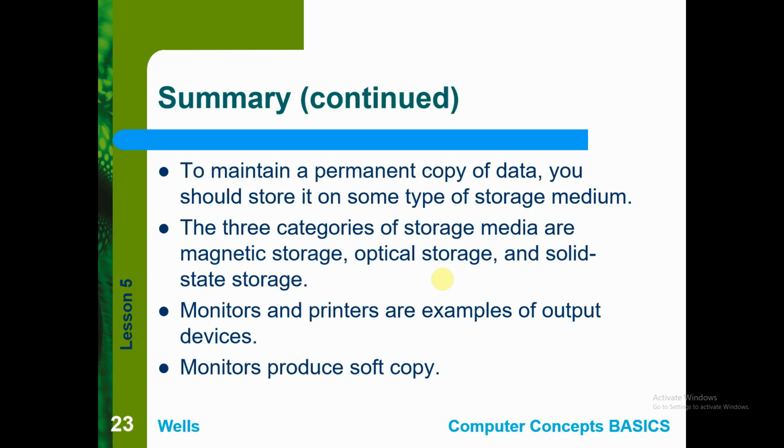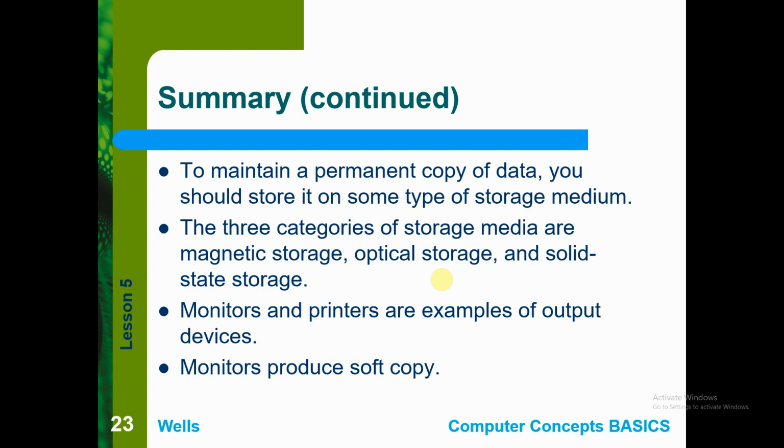And to maintain a permanent copy of data, you need to store it in some type of storage medium. And these three categories are magnetic, optical, and solid state. Solid state is in terms of durability and mobility. You can see there is even a flash drive of 1 terabyte capacity, given its small size, the capacity is much more advanced and more secured as compared to the old school magnetic storage and optical storage.